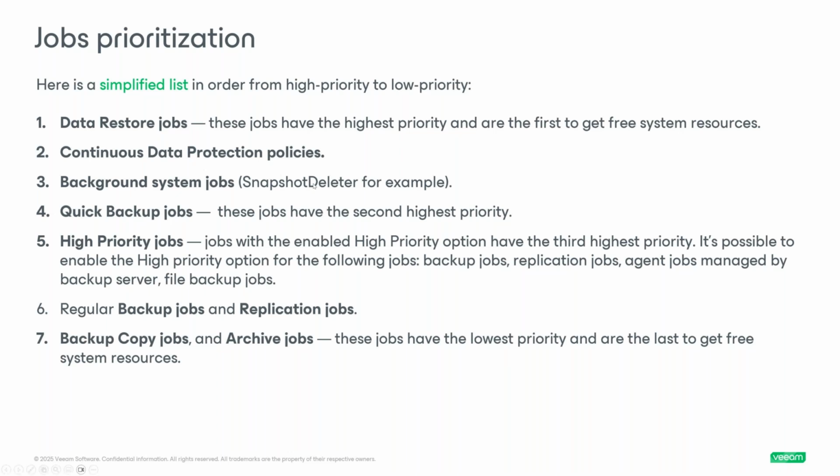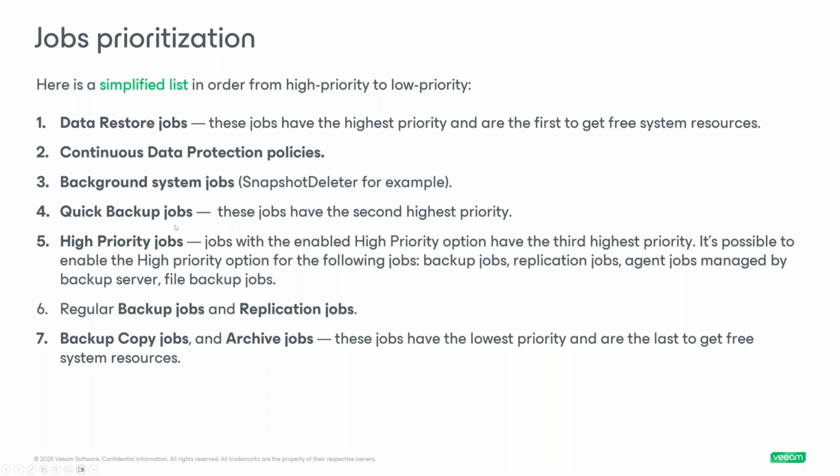Then you have your continuous data protection policy. Those are replication jobs that are run to make sure that there's the minimum amount of data loss when you're protecting your environments. Those come in second position. Background system jobs such as snapshot deleter make sure that you don't have any orphan snapshot consuming resources and slowing down your environments. Those come in third position.